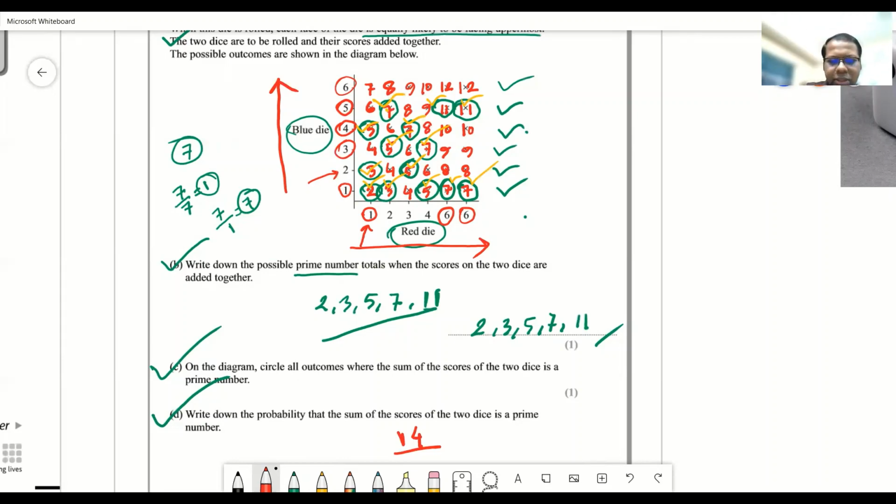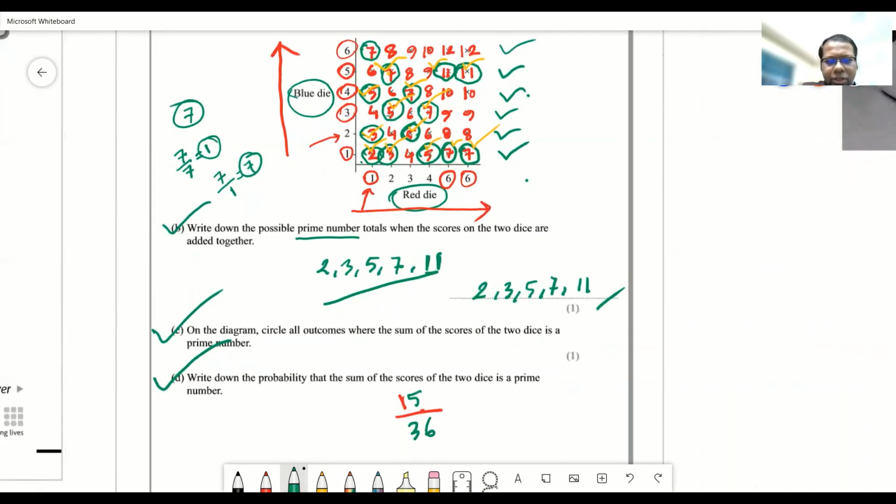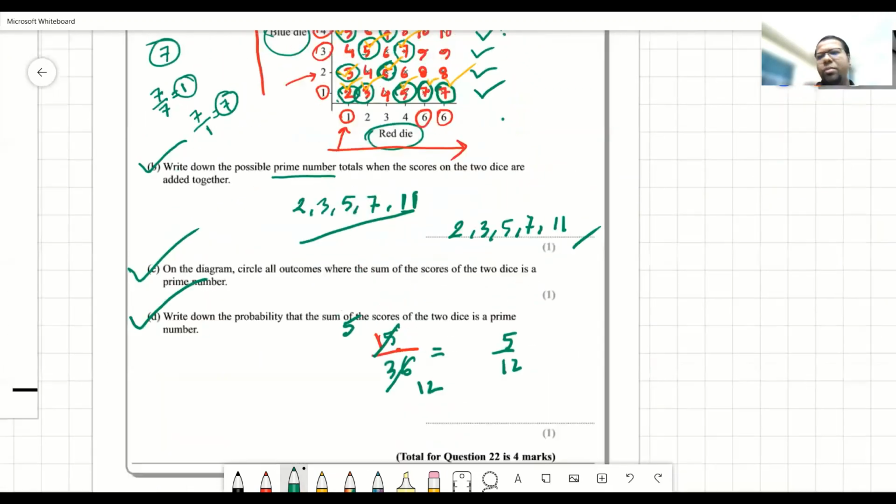And within those 36, 15 numbers are prime numbers. Oh, okay. I've got 14: 1, 2, 3, 4, 5, 6, 7, 8, 9, 10, 11, 12, 13, 14. But it should be 15. I think I've missed one, right? I've missed one. So total 15. So 15 divided by the total number, 36. If you simplify it, the answer will be 5 by 12. So that's the answer, and this question is carrying 1 mark as well.